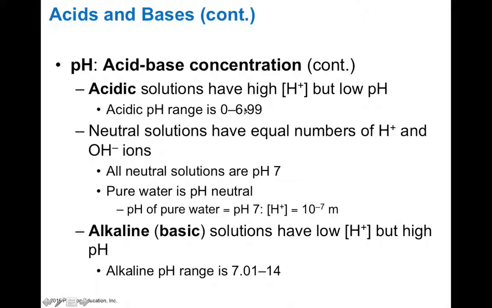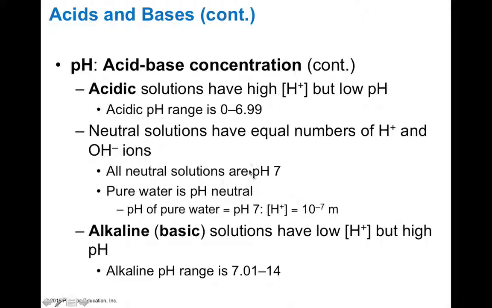Now, acidic solutions have really high hydrogen ion concentration, but they have a lower number, so we say they have a low pH. So the acidic pH range is what we define as 0 to 6.99. Neutral solutions, where you have equal numbers of hydrogen ion and hydroxide ions, you'd actually find this in pure water.